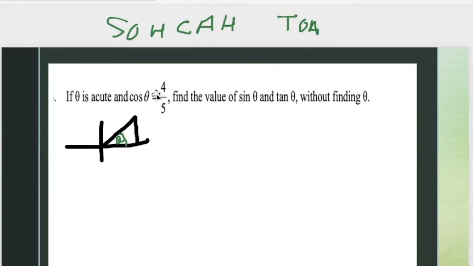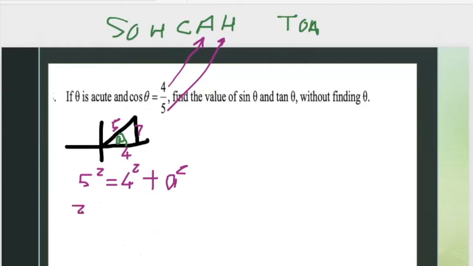So here they give us cos theta, so that means the 4 represents the adjacent and the 5 represents the hypotenuse. So the hypotenuse is 5, the adjacent is 4, and I can find the opposite using Pythagoras' theorem. For a right-angled triangle, 5 squared is equal to 4 squared plus the opposite squared.